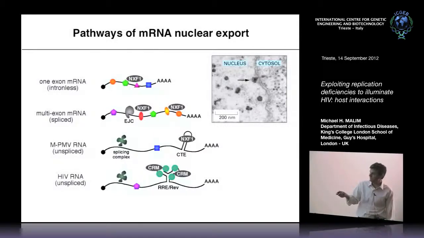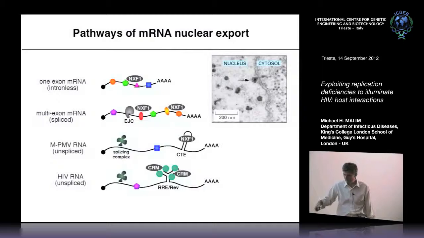It encodes a specific protein, Rev, another one of its accessory proteins, that binds to an RNA element sitting in unspliced RNA and recruits a protein called CRM1, which normally is an export factor for proteins containing leucine-rich motifs. But by recruiting that CRM1, it is then able to move this RNA out into the cytoplasm.